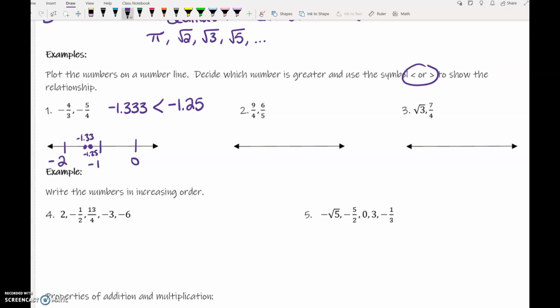All right, 9/4. What fraction is 9/4? 2.25. And 6/5?